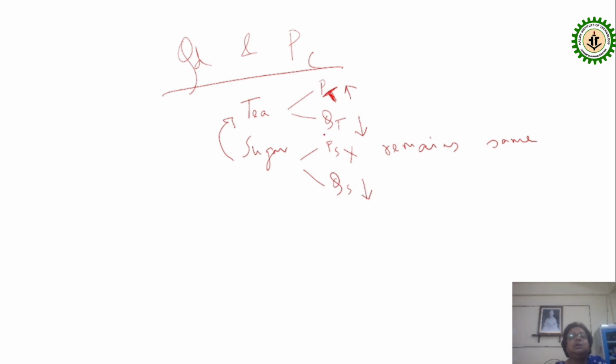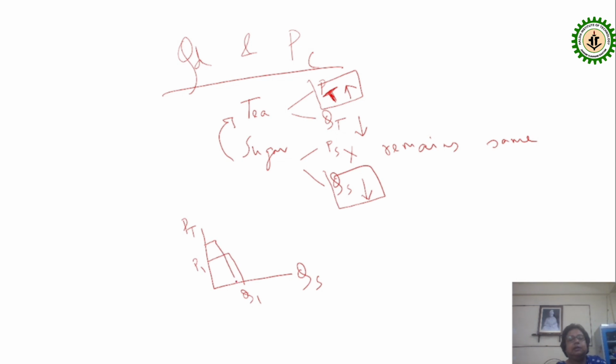So quantity of sugar will also come down. So in a nutshell, what we can say, if price of tea goes up, quantity of sugar comes down. So graphically we can say like this, that suppose this is my price of tea and this one is quantity of sugar. If this is the initial combination P1 and Q1, if price of tea goes up, quantity of sugar will come down, Q2 and P2.